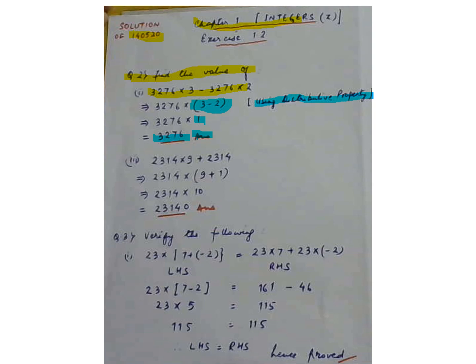Question number 3 says verify the following. So here you have to see LHS is equal to RHS or not. First part 23 into (7 plus of minus 2 in the bracket) is equal to 23 into 7 plus 23 into minus 2. When we will solve LHS, we will get 23 into, taking 7 plus of minus 2 will be 7 minus 2, that is 5, and 23 into 5 will be 115. On the right hand side, 23 into 7 will be 161 and 23 into minus 2 will be 46. Now 161 minus 46 will be 115. Therefore, LHS equals to RHS, hence proved.